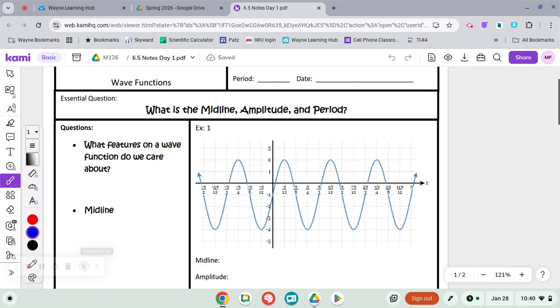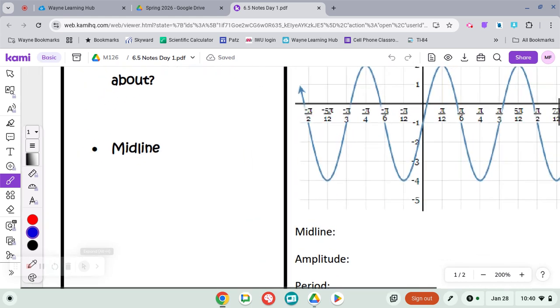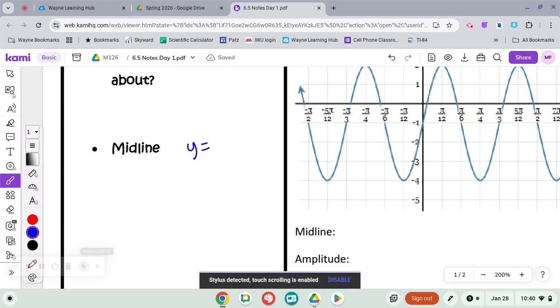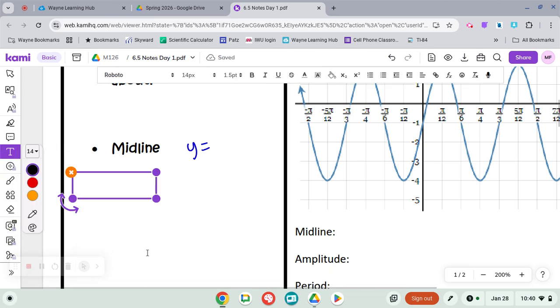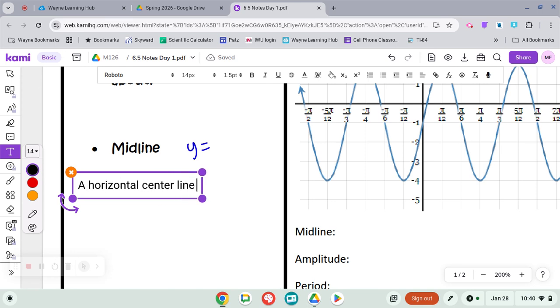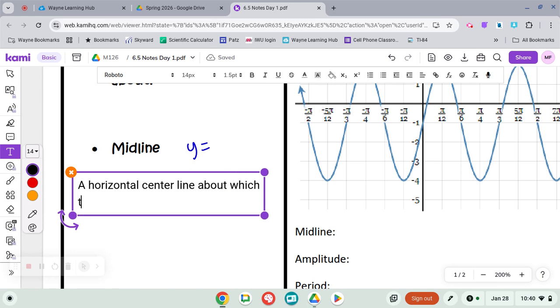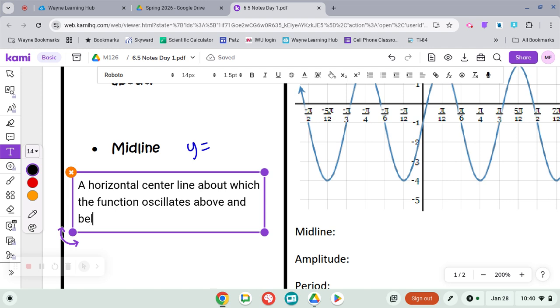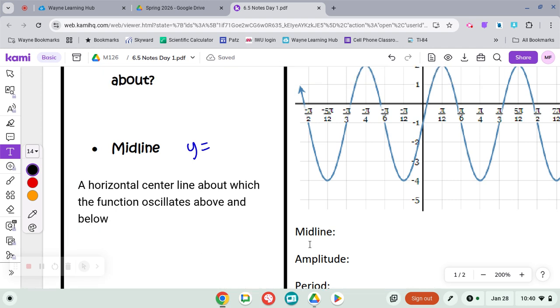So, let's start by talking about our midline, okay? Your midline will always be a horizontal line, meaning it's going to be written as y equals. Our definition of a midline: it's a horizontal center line about which the function oscillates above and below. If you don't know what oscillates means, basically it bounces back from one side to the other of it.